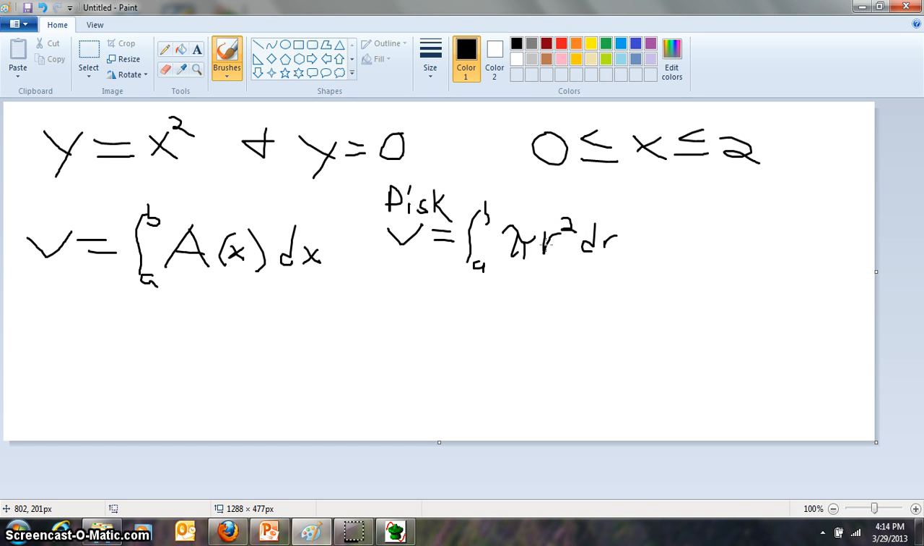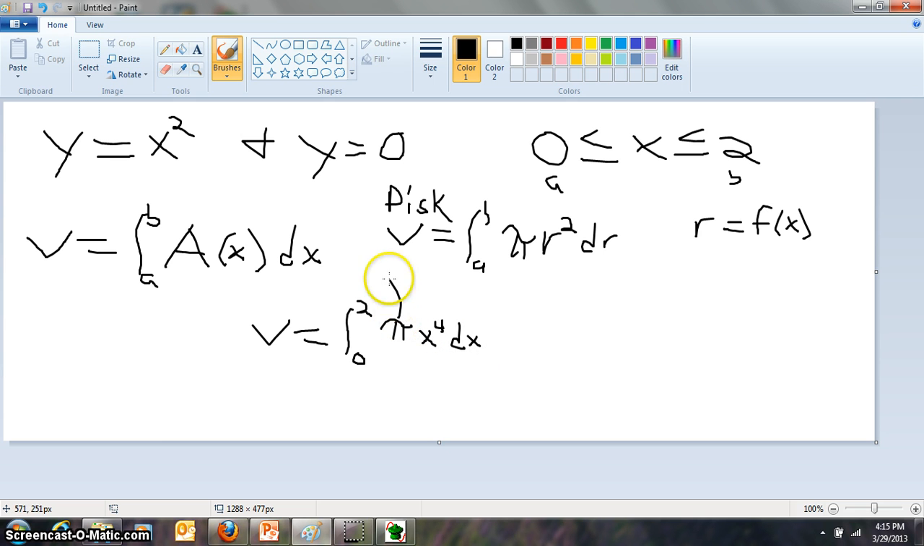So when we have the revolution, the radius r will usually equal the function, whatever the function is. So here, since our function is x squared, the volume will equal, with x between 0 and 2, a and b, pi times the function squared, which is x squared squared, so it's really x to the 4th dx.